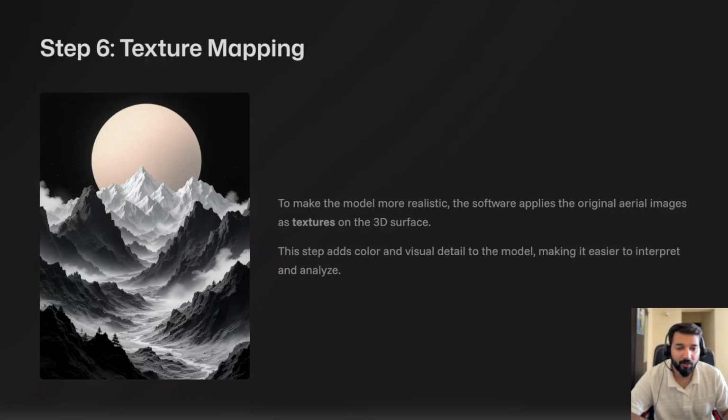Step 6. Texture mapping. To make the model more realistic, the software applies the original aerial images as textures on the 3D surface. This step adds color and visual detail to the model, making it easier to interpret and analyze.